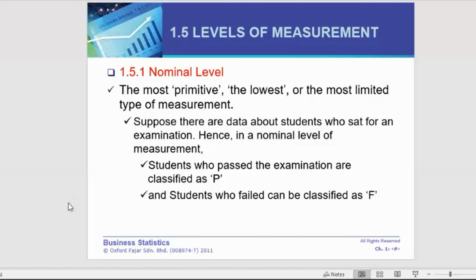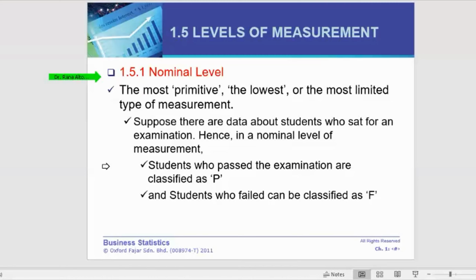So what does level of measurement mean? It means what this data can tell us, or what we can understand from this data. Okay? So the first level of measurement is the nominal level, which is the most primitive, or we call it the lowest level or the most limited type of measurement. It means the information we get from this data is just giving information, it has nothing else to do with it.